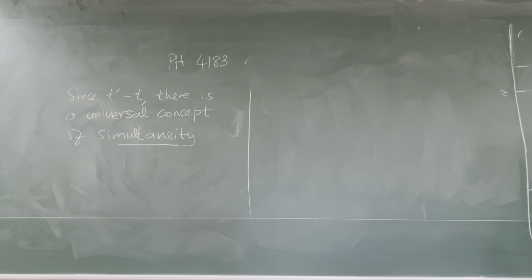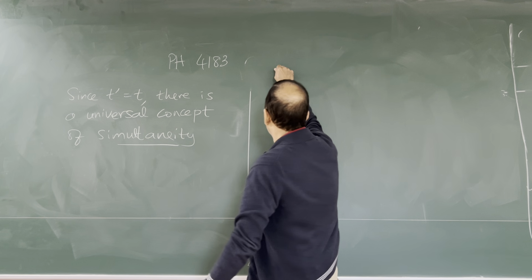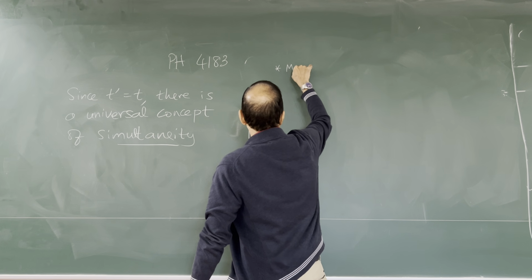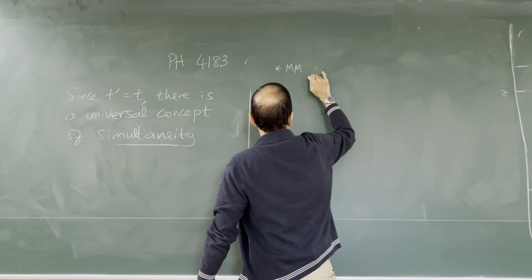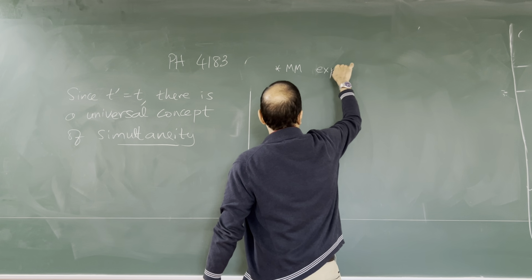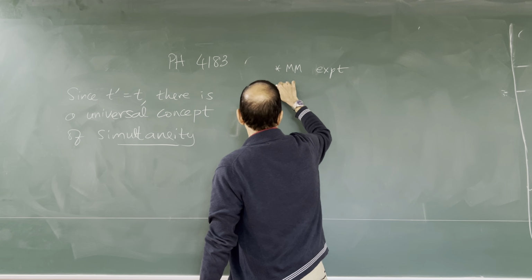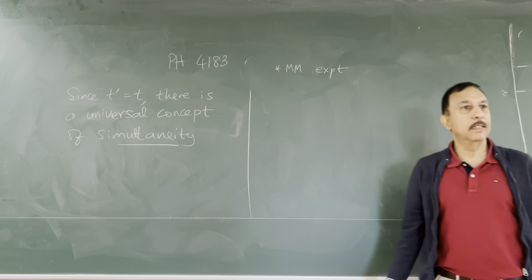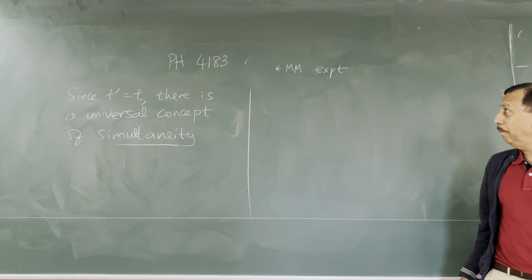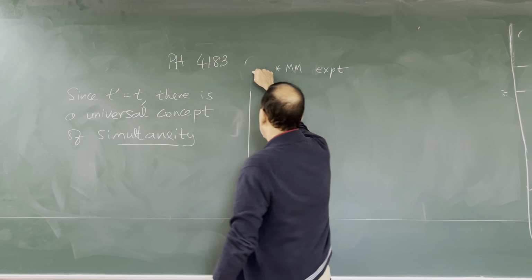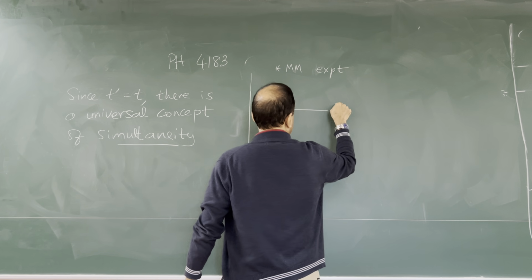There are two things that made it unravel, and I mentioned them already: the Michelson-Morley experiment and Maxwell's equations. We'll come back to Maxwell's equations later, maybe next time. But this experiment, I'm sure you know how it works.